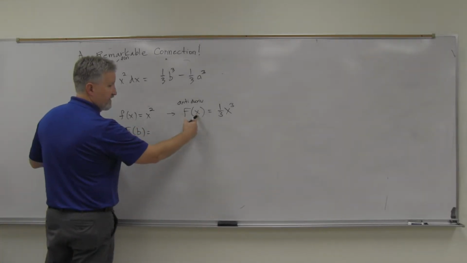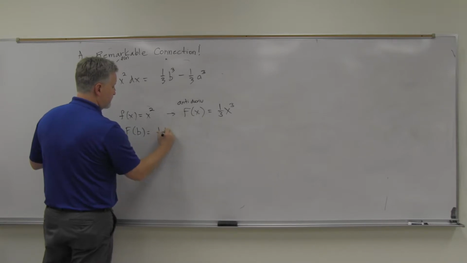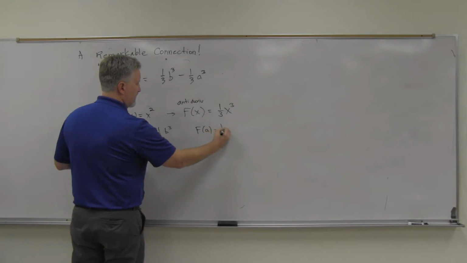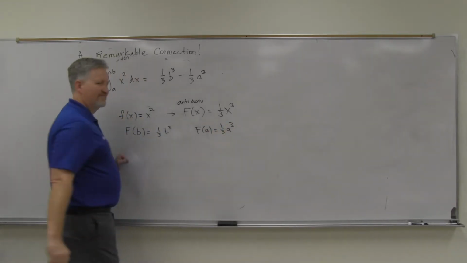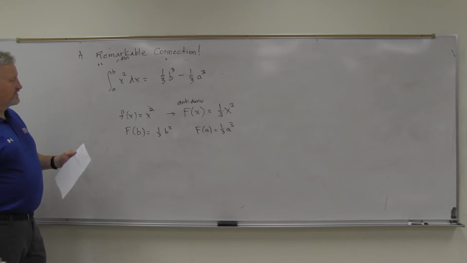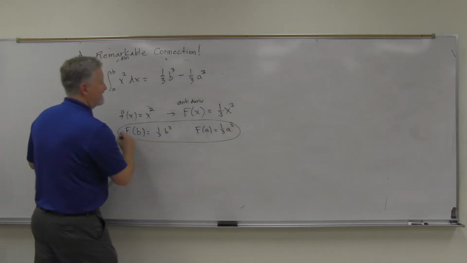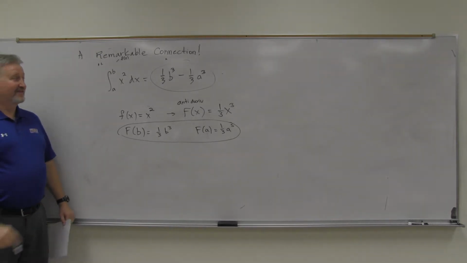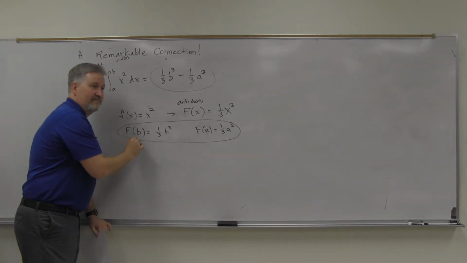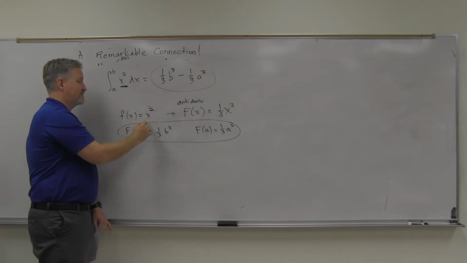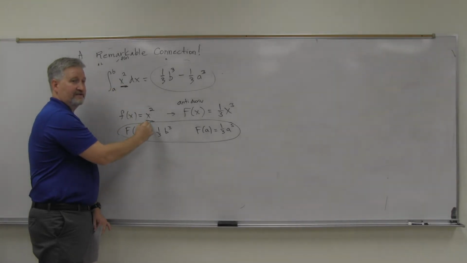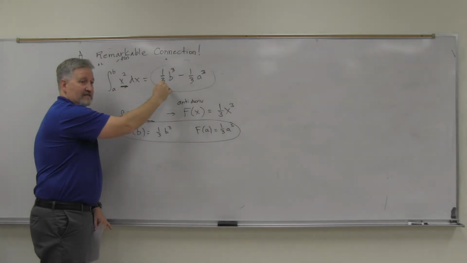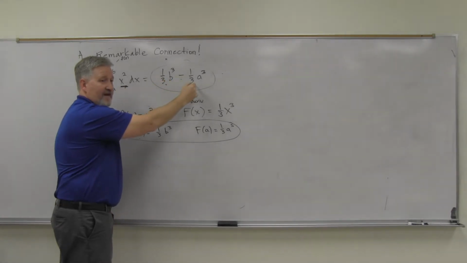Now, what is F, the antiderivative, evaluated at b? Well, just plug in x to be b, so it'll be 1/3 b cubed. What's the antiderivative at a? It's 1/3 a cubed. Do you see a connection between these and our answer here? That's why I chose f of x equals x squared, because that was my function here. This is the antiderivative at b minus the antiderivative at a.